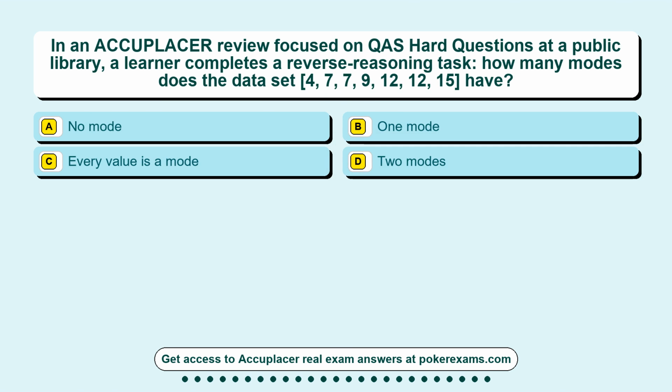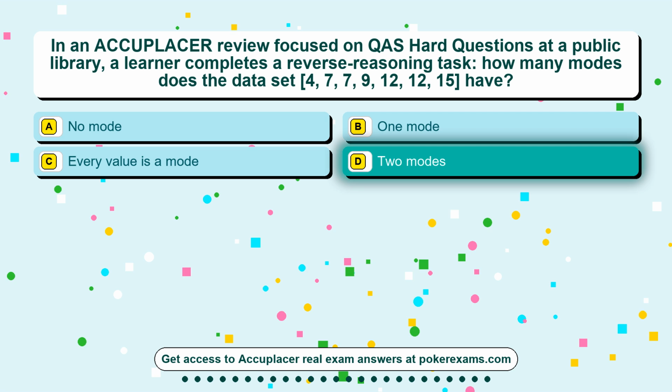Question 11. In an ACCUPLACER review focused on QAS hard questions at a public library, a learner completes a reverse reasoning task. How many modes does the data set 4, 7, 7, 9, 12, 12, 15 have? Option A, no mode. Option B, 1 mode. Option C, every value is a mode. Option D, 2 modes. The correct answer is Option D, 2 modes.